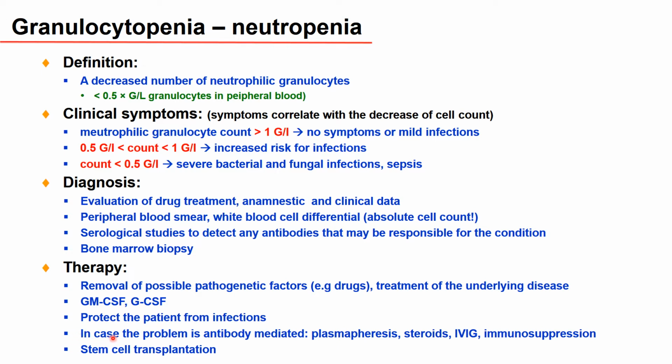And in a case of antibody-mediated diseases, plasmapheresis, for example, or steroid, or intravenous immunoglobulin could be applied, or immunosuppression could be applied. And further, the stem cell transplantation can be used to normalize the granulocytopenia.